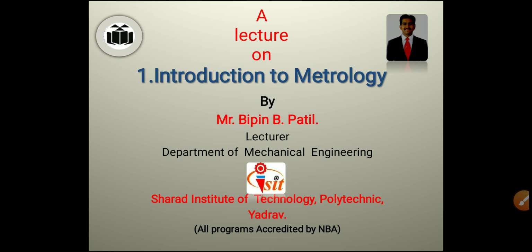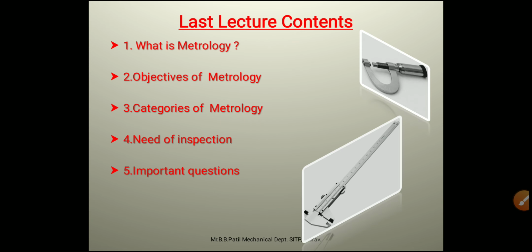So let us see what we have studied in the last lecture. In the last lecture, we studied what is metrology, the definition of metrology. Metrology is a branch of measurement, or the science of measurement, and second, the objective of metrology. Their categories and types: scientific metrology, industrial metrology, legal metrology, deterministic metrology, then need of inspection, and important questions as per the university or board point of view. So let us see today's lecture content.